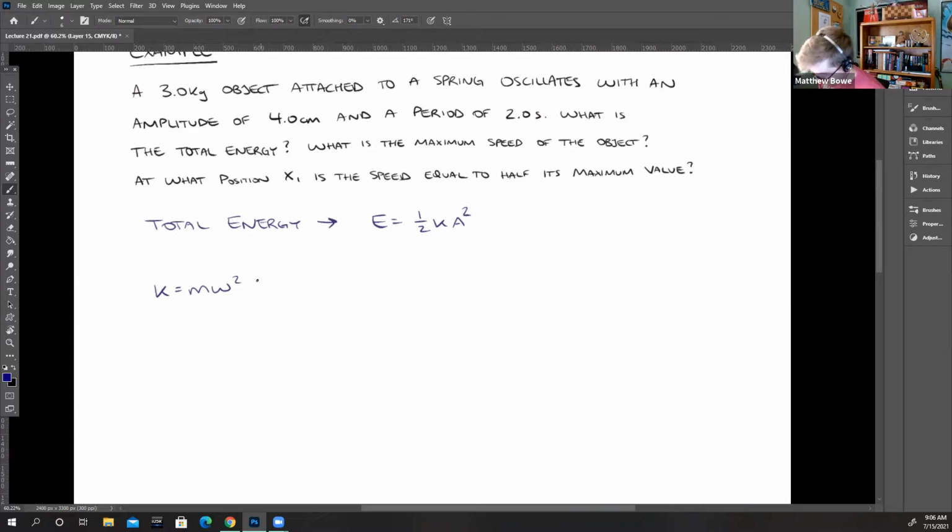Squared. This equals mass times its angular frequency squared, where the angular frequency is 2 pi over 1 period. Just inserting what we know about the angular frequency. Okay, and then just placing this right back into that equation.